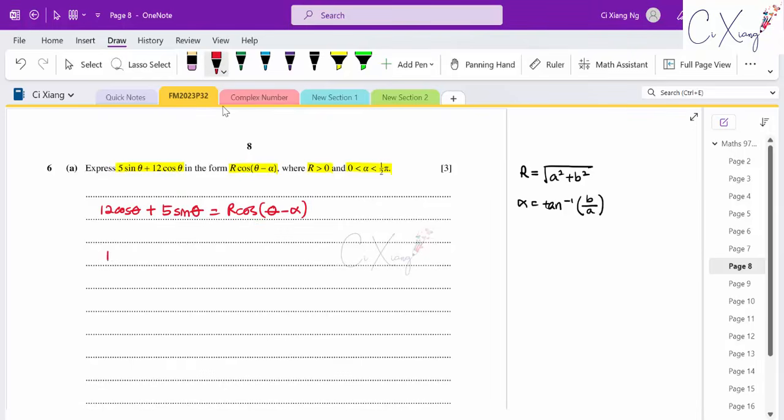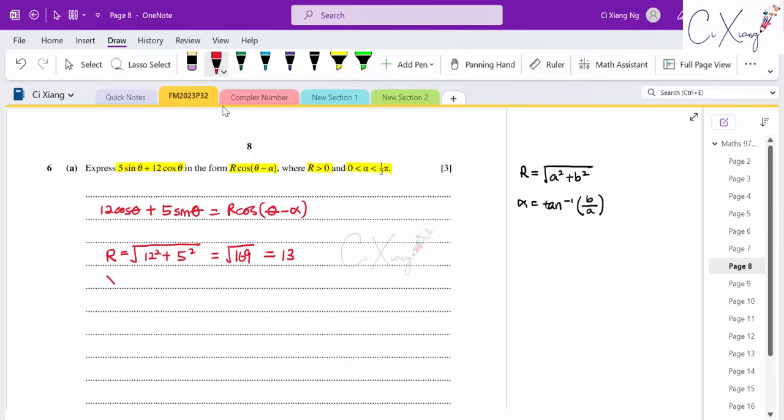To get the value for r, it is actually the square root of a squared plus b squared. So a squared will be 12 squared plus 5 squared. And if you try to simplify, you have square root 169, and this is equal to 13. Square root 169 is 13.